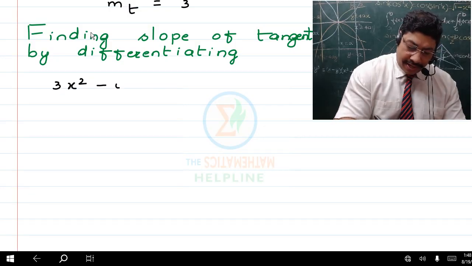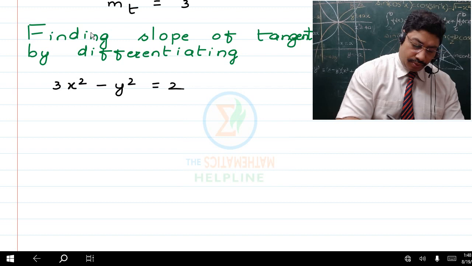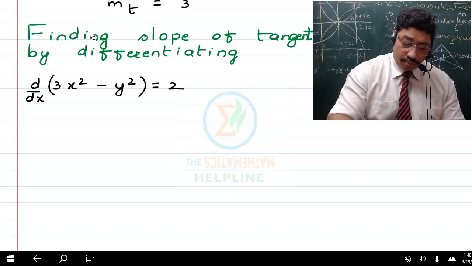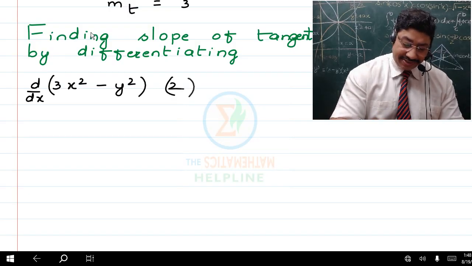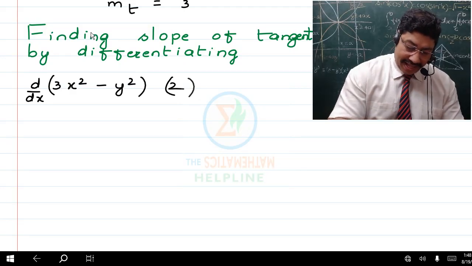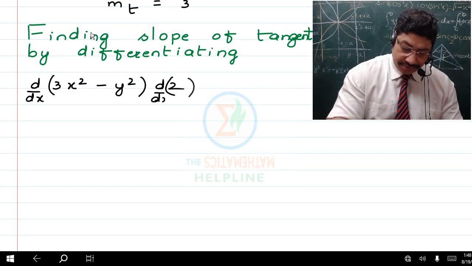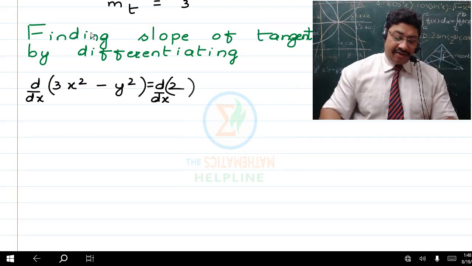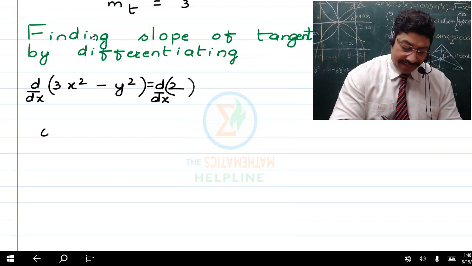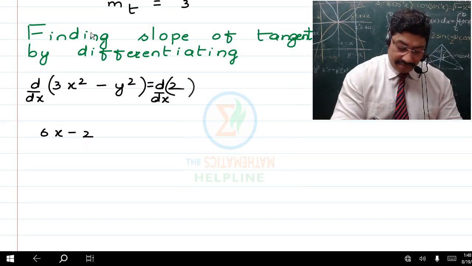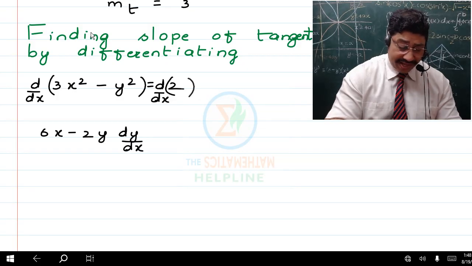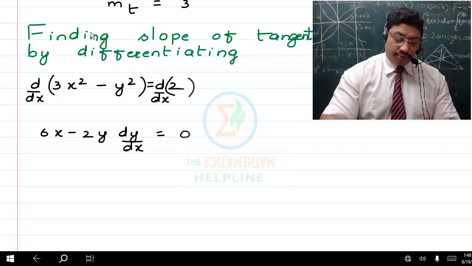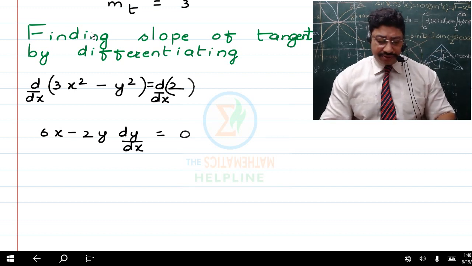3x square minus y square is equal to 2, and if we are to differentiate, we are to find out d upon dx of both the sides, right? So here also we'll do the d by dx. So let's first write d by dx, and then we can put up an equal to sign in between, right? And for the first term you will get 6x, and then you will get minus 2y times of dy upon dx, because y in itself is also a function in x, and that will become equal to 0 because the derivative of a constant is 0, right?